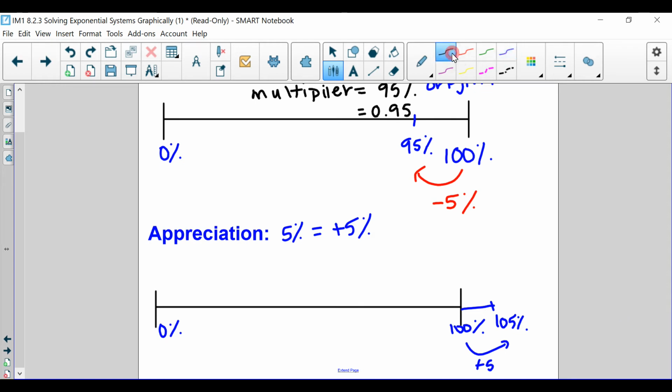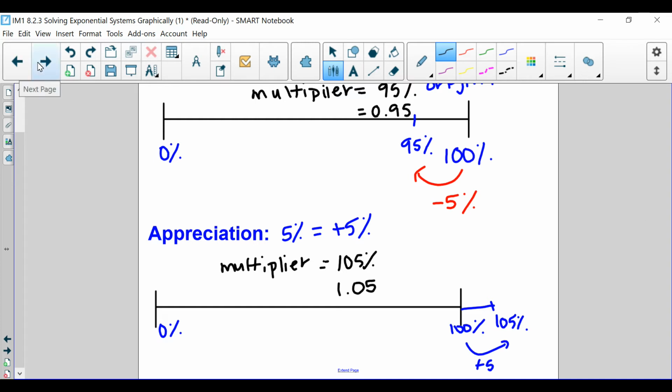So how do you do that? Again, you want to talk about the multiplier. Well, that means that it is no longer worth 100%, it's worth 105%. So 105% looks like this as a percent, but what does it look like as a decimal? As a decimal, 100% is 1.0. So 105% would be 1.05. And that's how you do appreciation and depreciation.